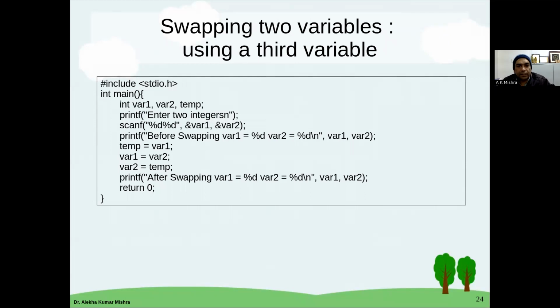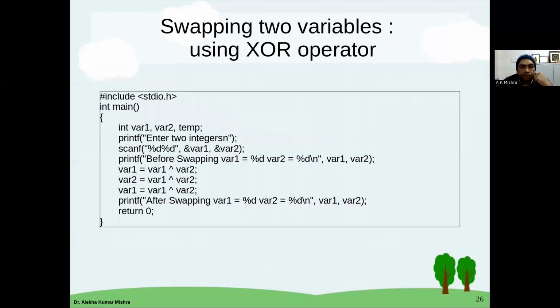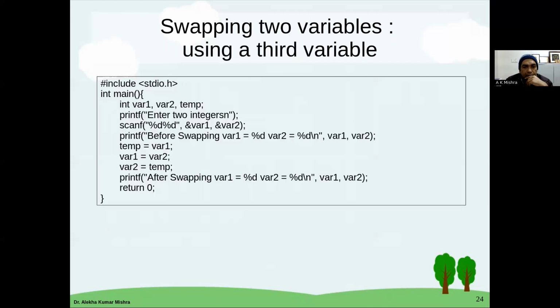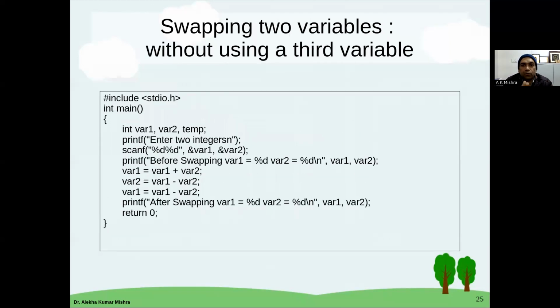We'll see this again and again, because we'll see many ways to solve this one. Then it is by using a temporary variable. Then it is without using a third variable, right? By using the mathematical property.